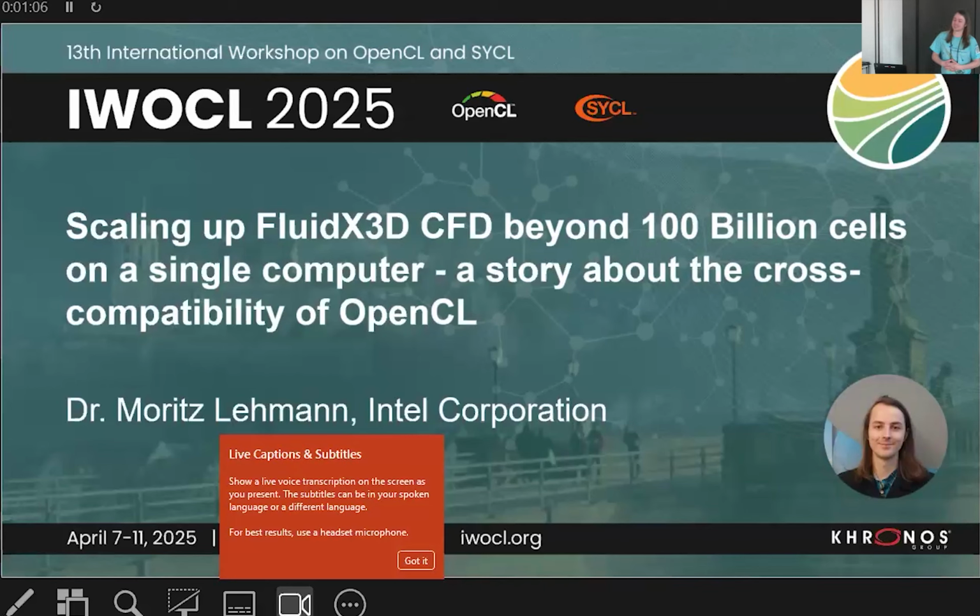So my talk today is about scaling up FluidX3D beyond 100 billion grid cells. That is a gigantic amount of resolution on a single computer, which means the energy consumption is a lot smaller than what you usually would need for these kinds of resolutions. And that is a very nice story about the true cross-compatibility of the OpenCL language.